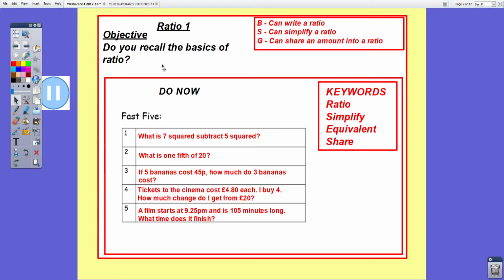Hello, today we are starting a couple of lessons on revision of ratio, and our first one, ratio 1, we'll be looking at the basics of ratio.